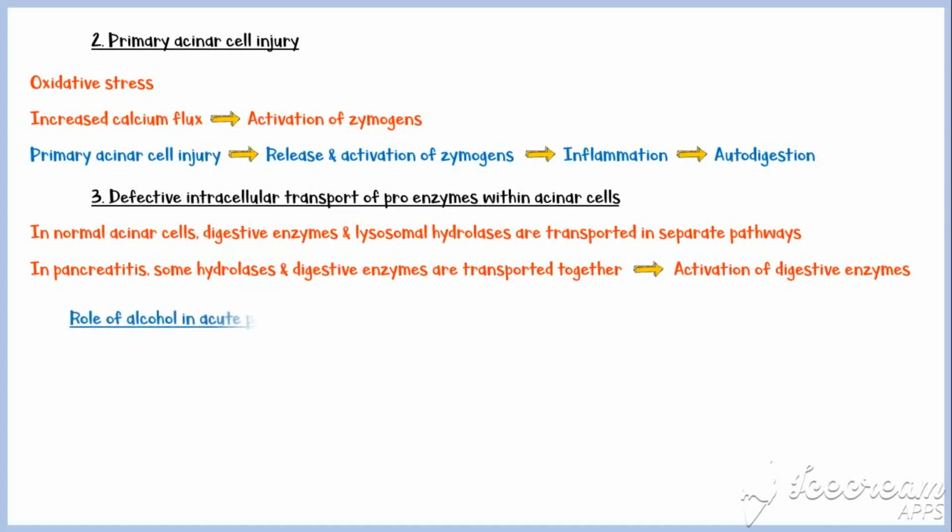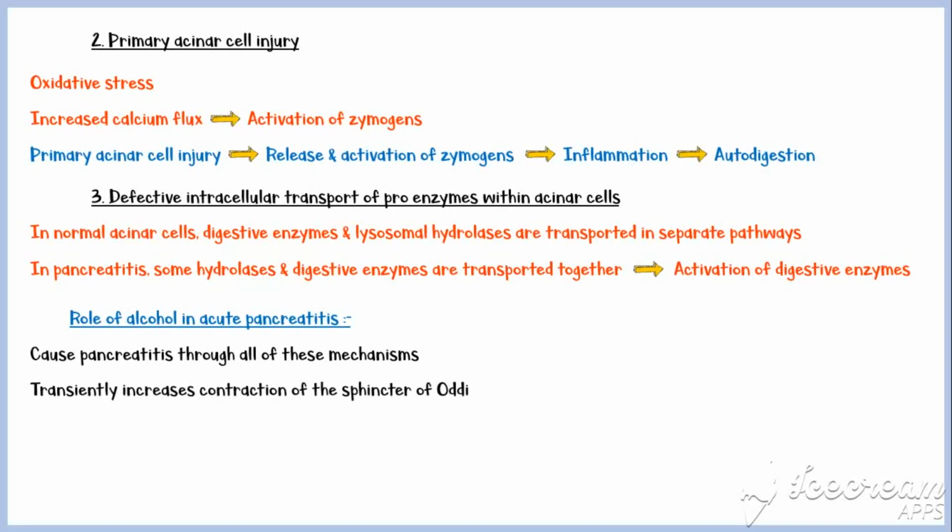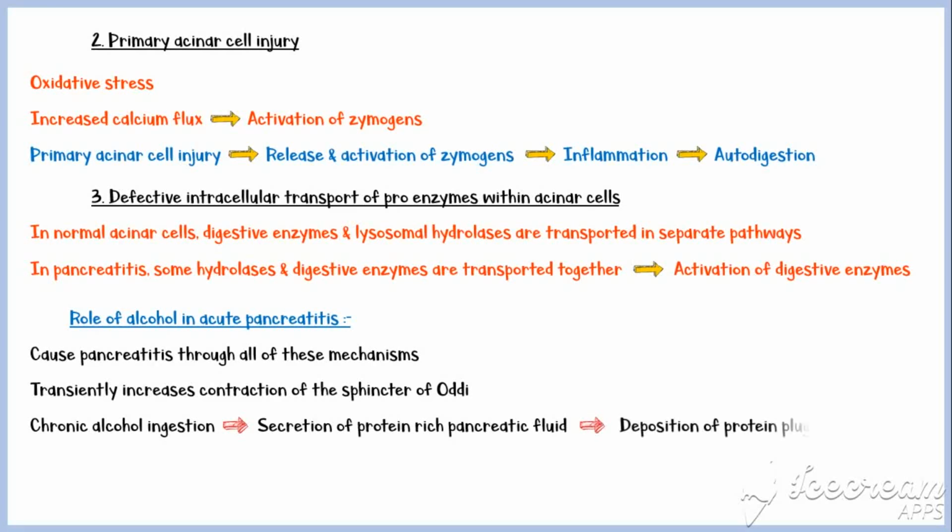Alcohol consumption may cause acute pancreatitis through all of these mechanisms. Alcohol transiently increases the contraction of the sphincter of Oddi, leading to transient obstruction. And chronic alcohol ingestion results in the secretion of protein-rich pancreatic fluid that leads to deposition of protein plugs and obstruction of small pancreatic ducts. In addition, alcohol has a direct toxic effect on acinar cells.